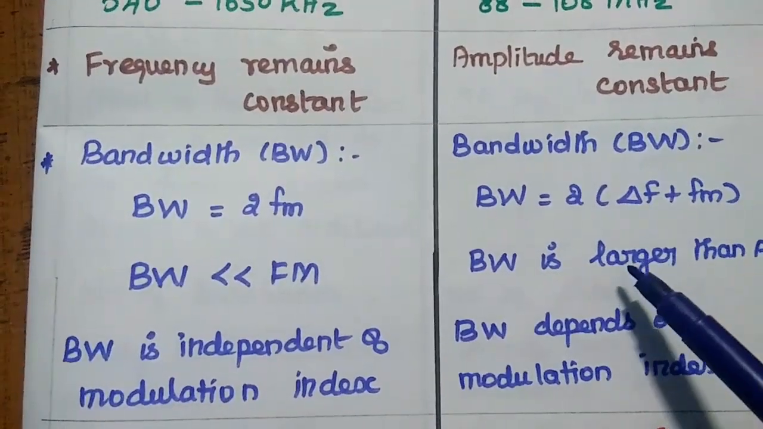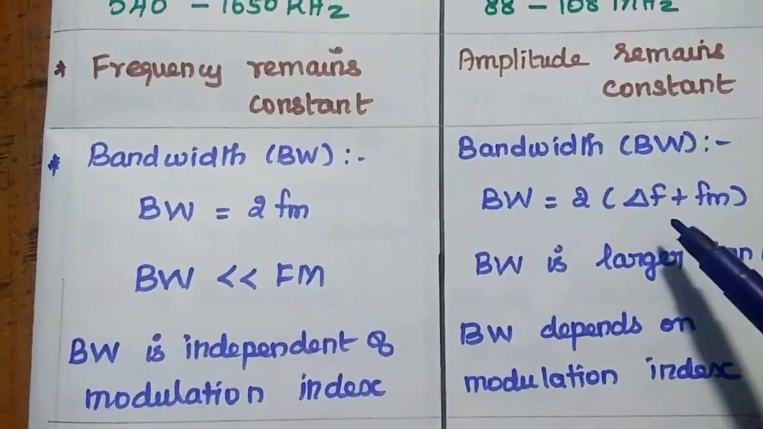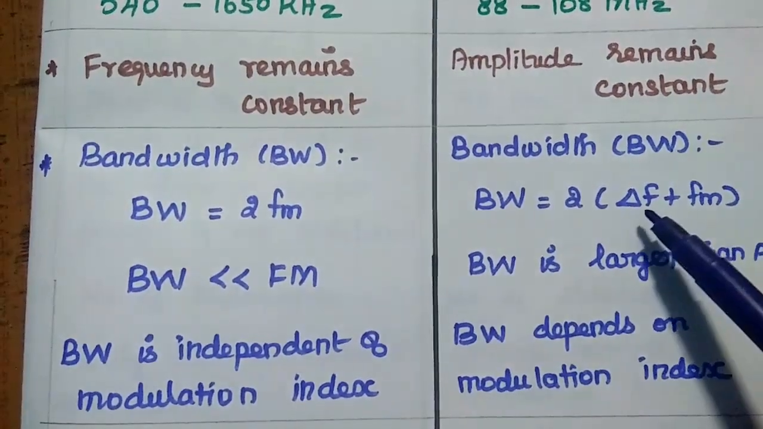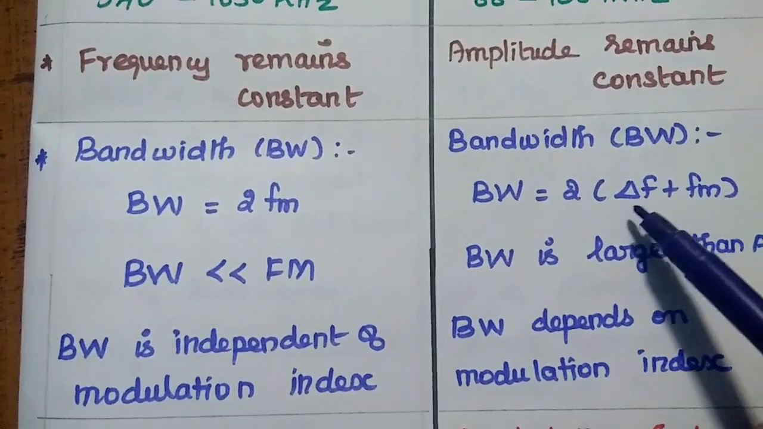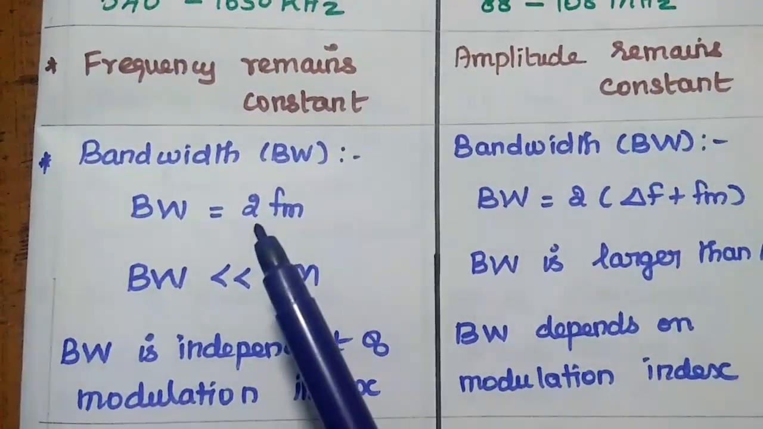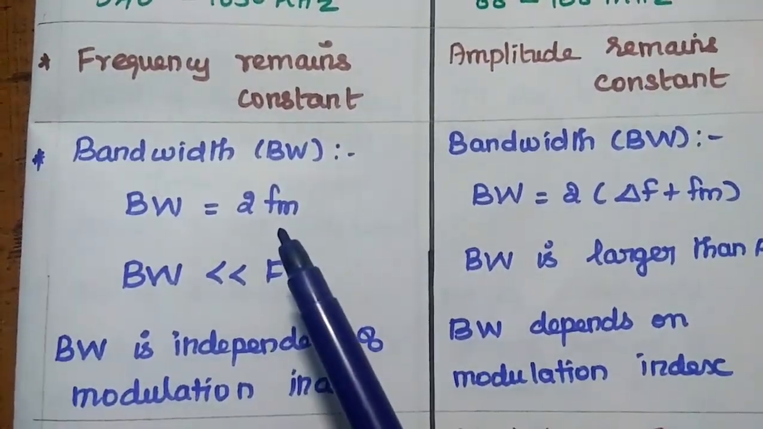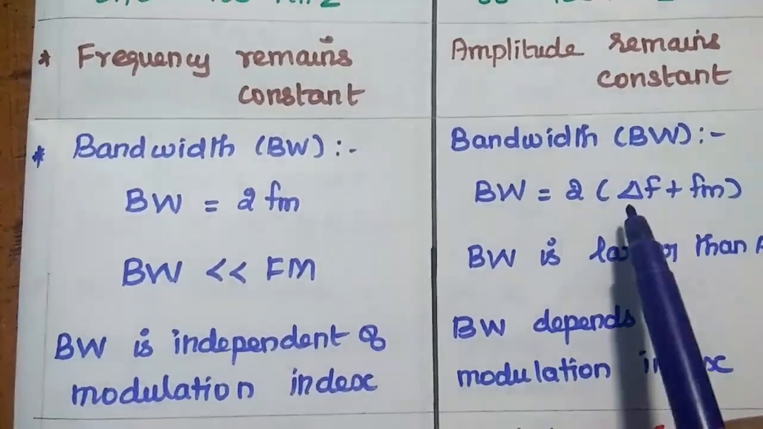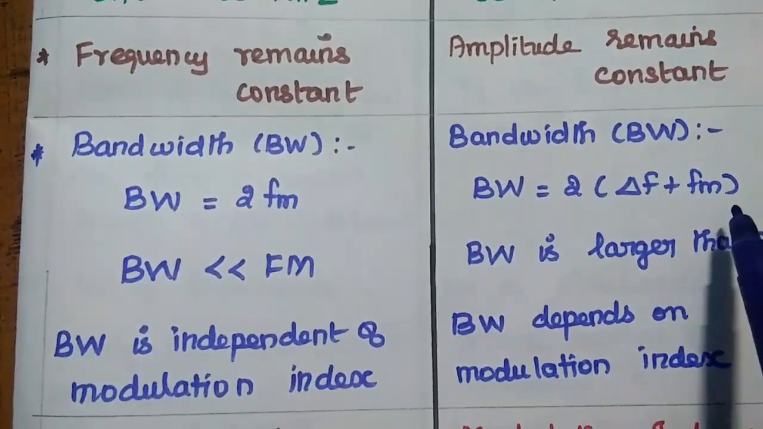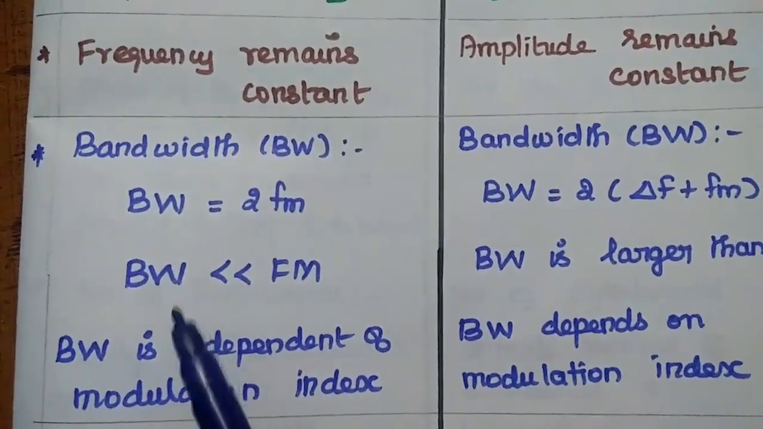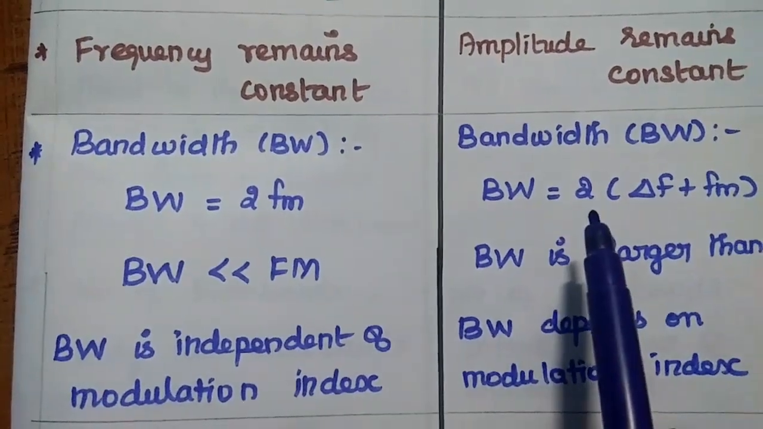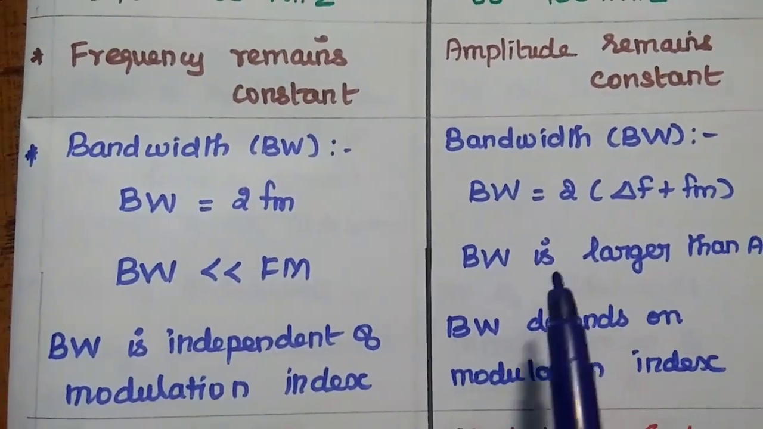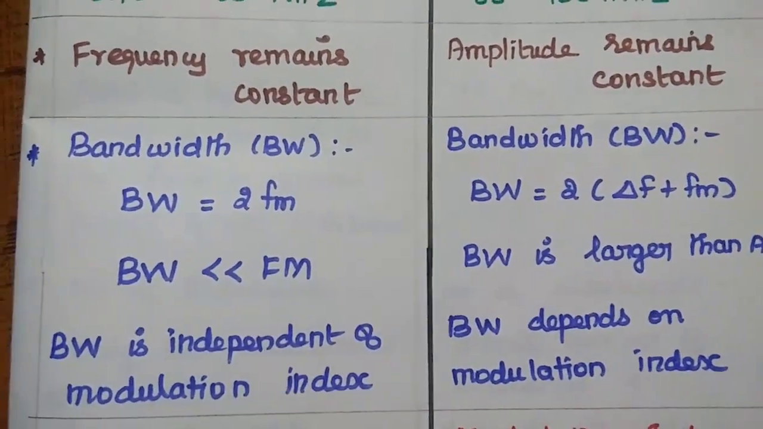So what is meant by del f? Here this del f is nothing but frequency deviation, which is an important factor in frequency modulation. Here it is simply 2 times the modulating frequency, but here it is 2 times the sum of frequency deviation and modulating frequency. So the bandwidth of FM is a little bit higher when compared with amplitude modulation.